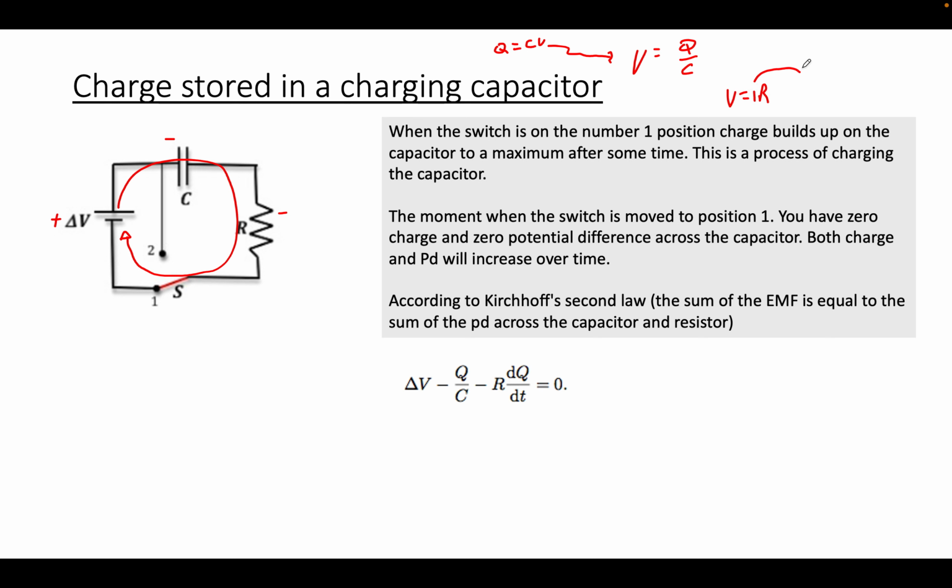And instead of I, we know Q equals IT, so I equals Q over T. So we'll do Q over T multiplied by R. That's how you get to here. Nice little integral solution you can get, and you will end up with this final answer.